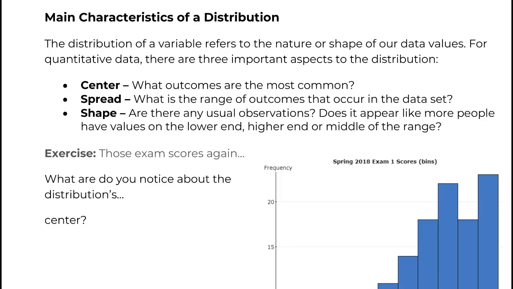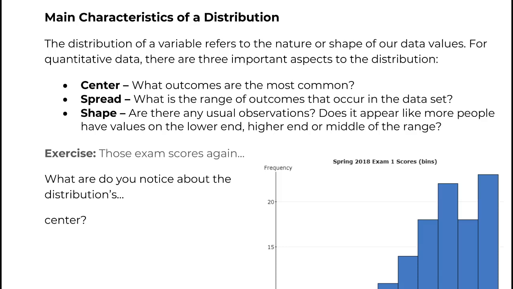The second piece is spread. Okay, so I have an expectation, but how realistic is that expectation? Is it really likely that it's going to be 7, or is it just kind of likely that it's going to be 7? What are the different possibilities? So that's spread. The last is our shape.